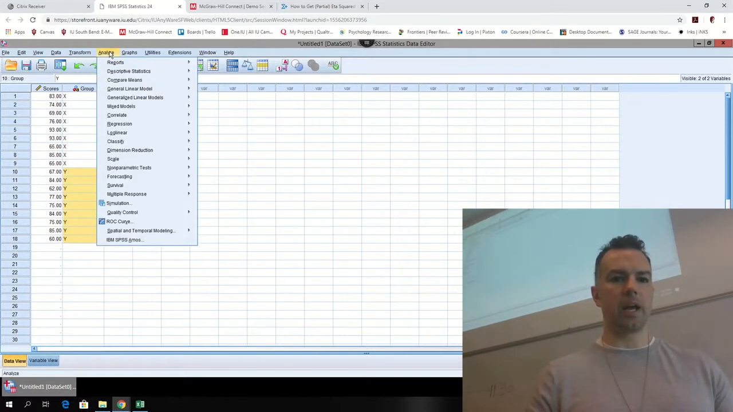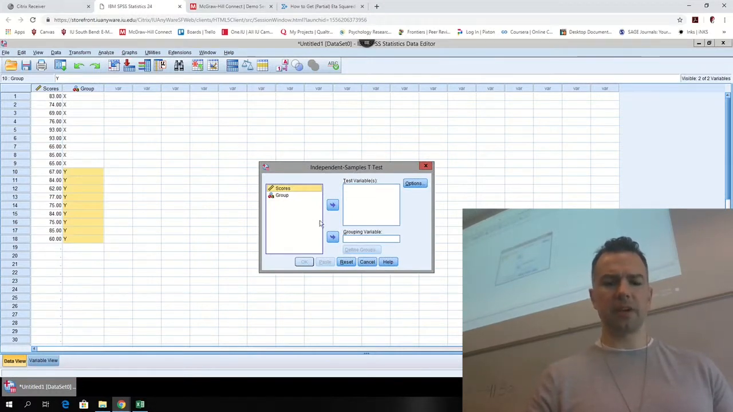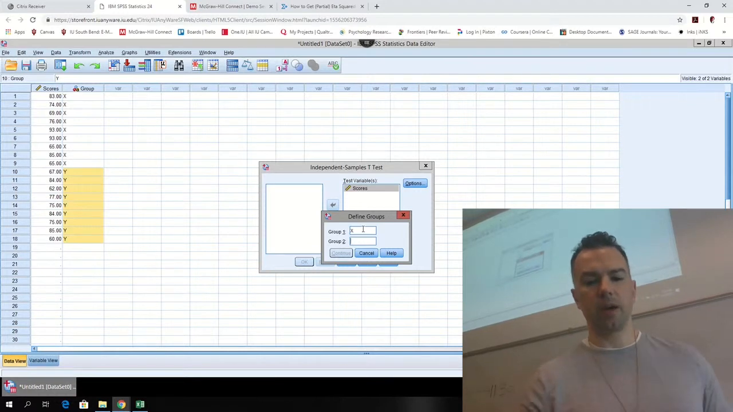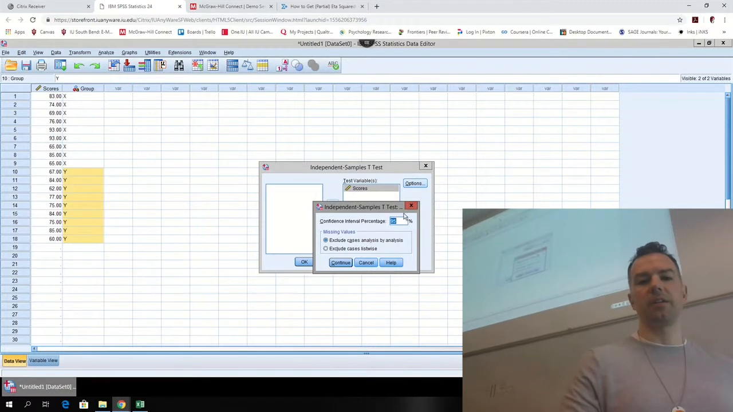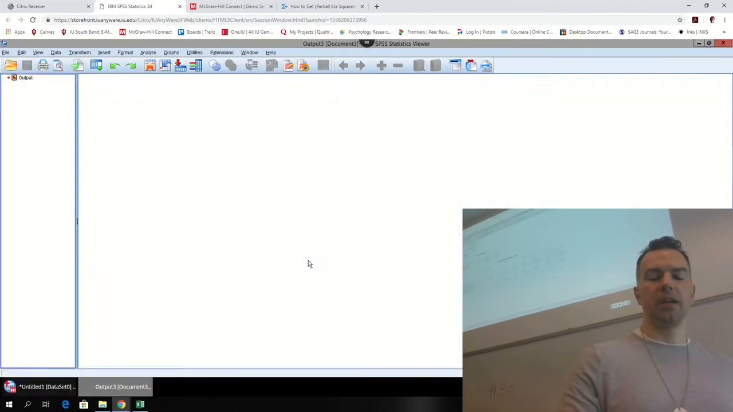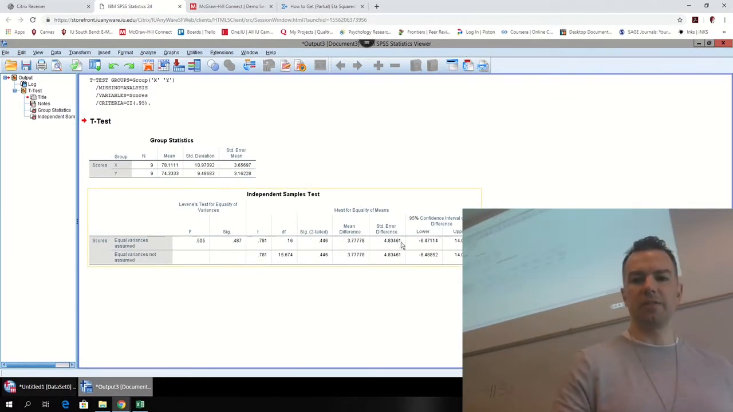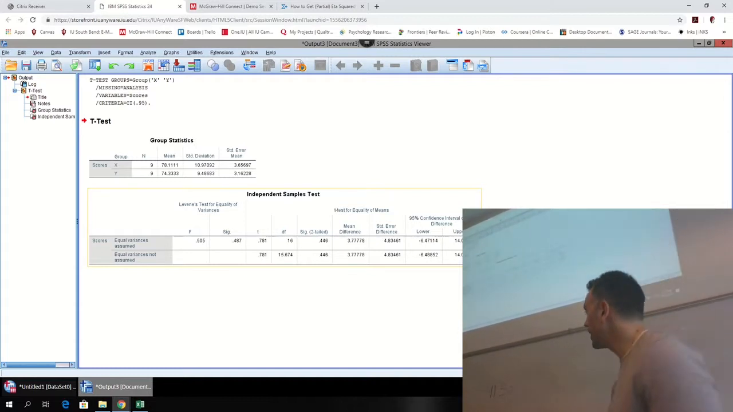Then we would go to analyze, compare means, independent samples t-test. Your test variables are your scores, your grouping variable is your group. This one we have to define our groups. So in this case we would have X and we would have Y. We hit continue, and once again we go to options here, set our confidence interval to whatever we need, hit OK, run it, and now again we have this confidence interval of the difference. And you'll notice that for the 95% confidence interval, we got way different numbers.